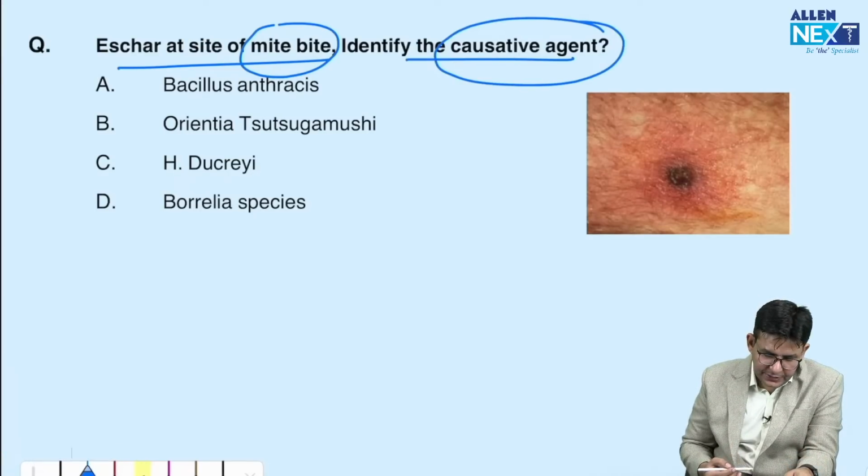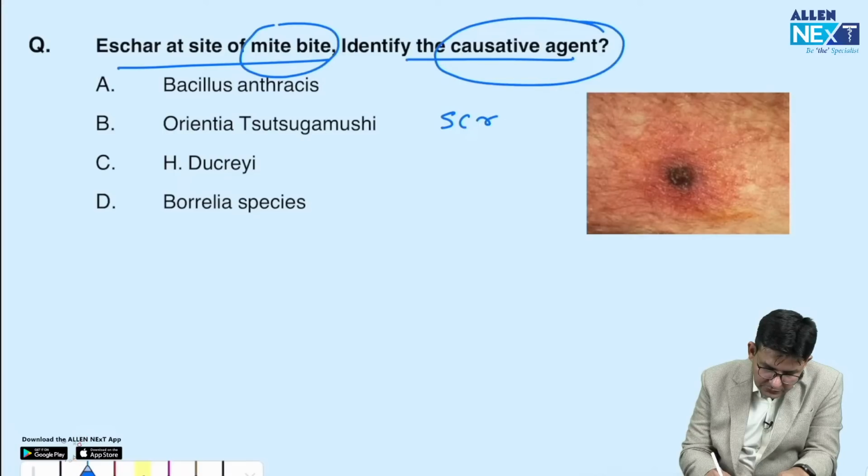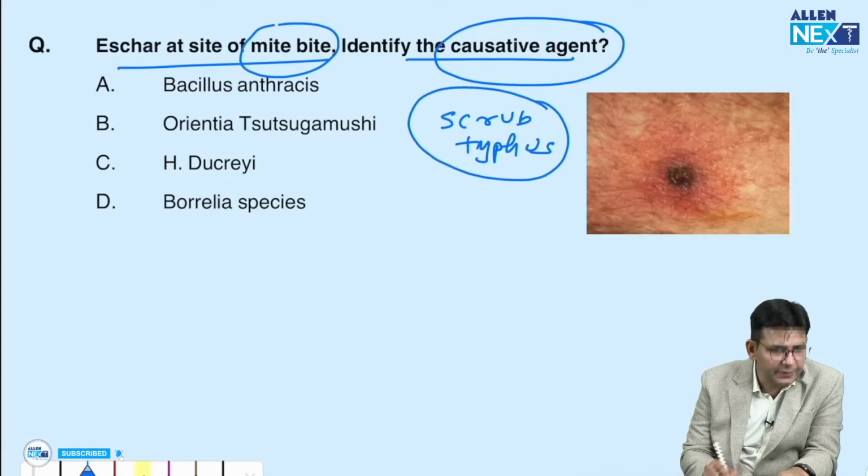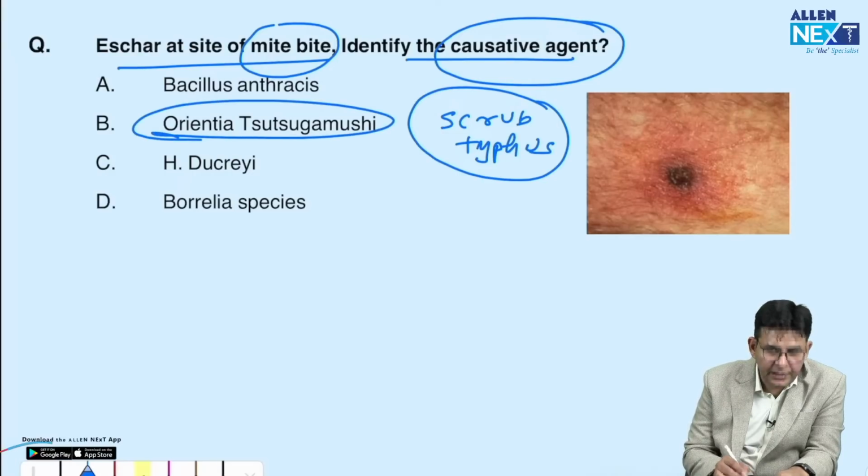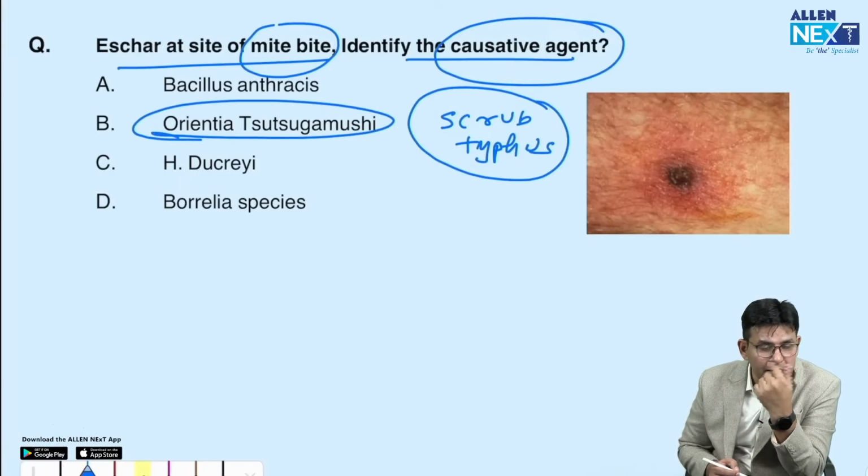Okay. So guys, which particular disease are we talking about? We are talking about scrub typhus. And scrub typhus is transmitted by mite and caused by what? Orientia tsutsugamushi.